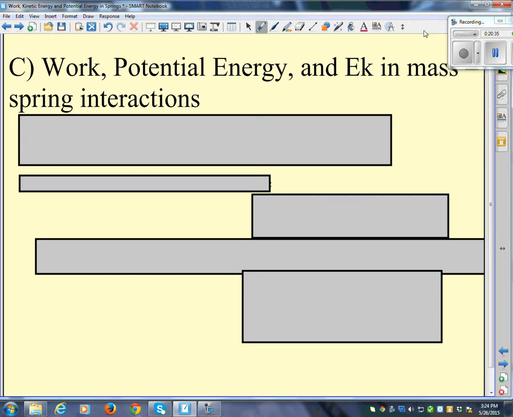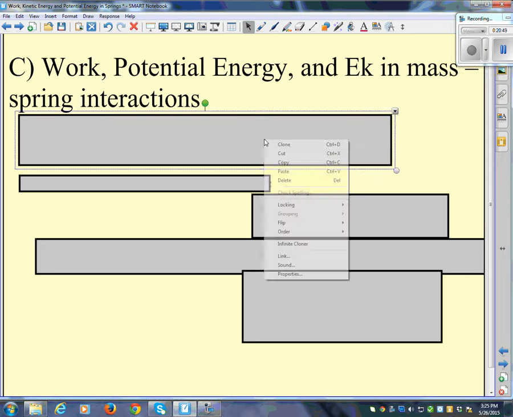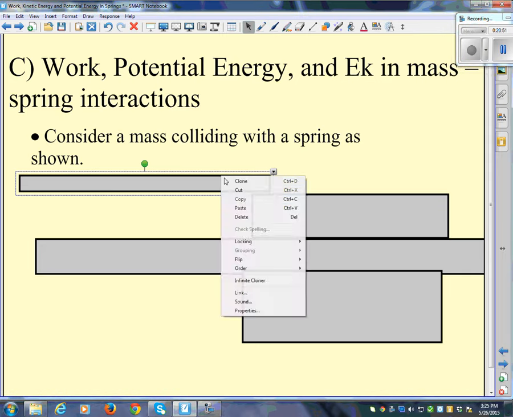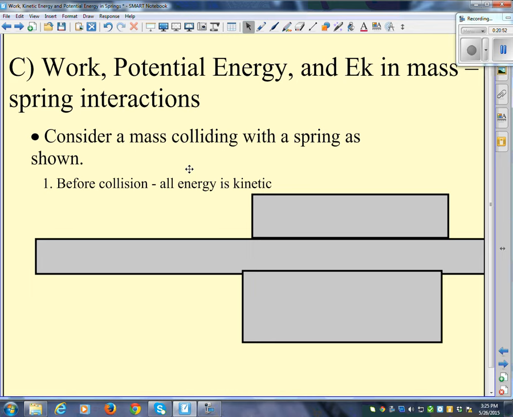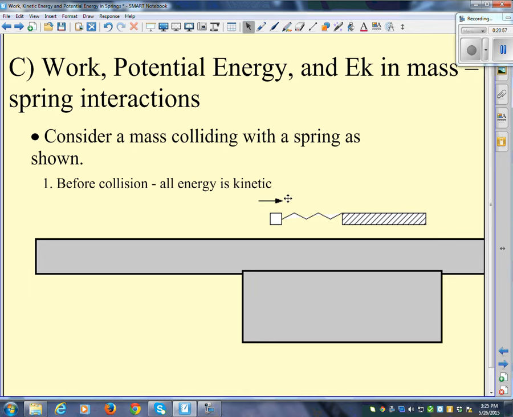Okay, what about things bouncing on springs? This is sort of putting it all together because you've got potential, you've got kinetic, you've got spring, it's all together. I hope I can get done here. Consider a mass colliding with a spring as shown. Okay, so here's this mass. This is my poor drawing of a spring. Okay, imagine that's a spring. And this is a solid object, and this little white box is bumping into it, okay?